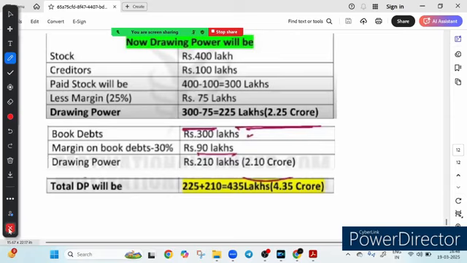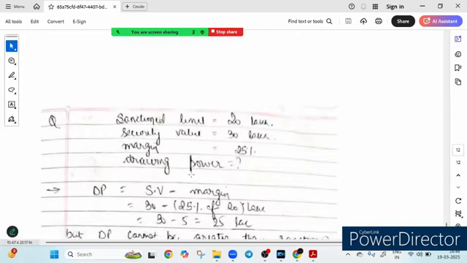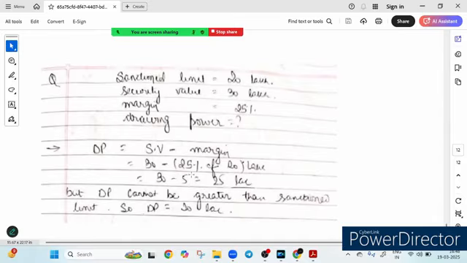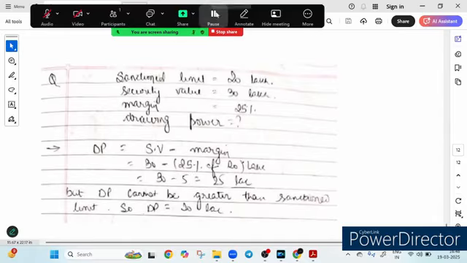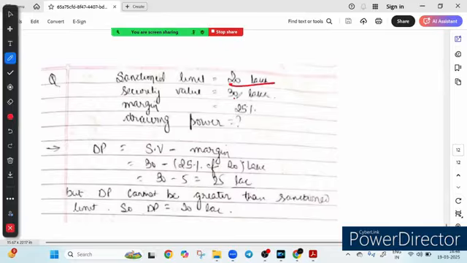Now let us look at one more question. This will clear up your concept more. So let's look at this particular calculation. Friends, we are asked to find the drawing power. Some information is given: sanction limit is 20 lakh, security value is 30 lakh, margin is 25%, right? So when I say stock, what is stock basically? Stock is a kind of asset based on which the bank gives this particular loan. This is called the security value. So its value is 30 lakh, margin is 25%.